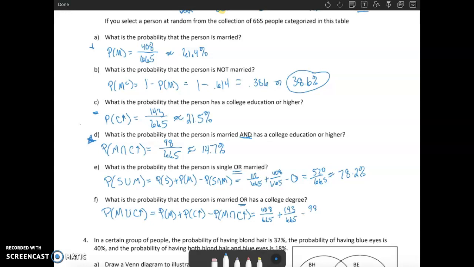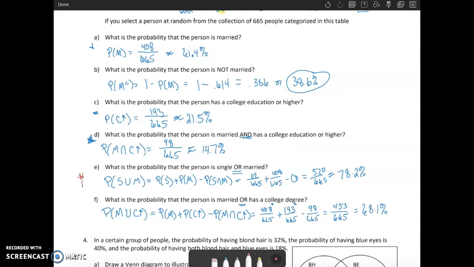There are 98 people in that overlap, and right now we've counted those 98 people both here and here. We've counted them twice. So we need to subtract them out one time so that those few people that have both qualities don't get double counted. That leaves us with 453 out of 665, which is 68.1%.